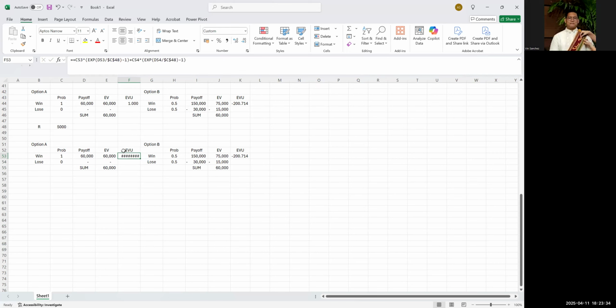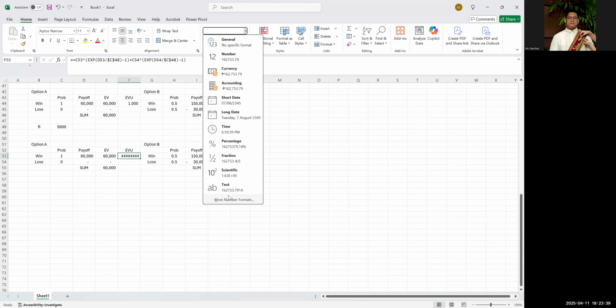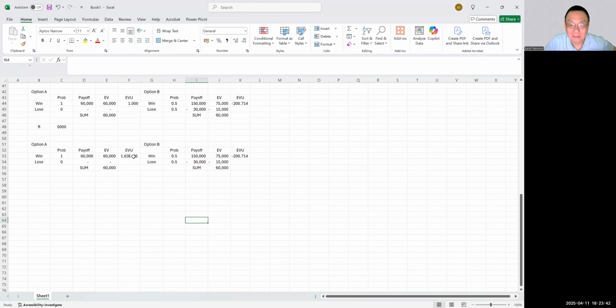It's too large, so let me use scientific notation. This is the problem with exponents, they become very large. So in that case, you can remove the 1,000. Instead of 60,000, you can put 60, and the other one 150, and the other one minus 30. Still big, but comparable.